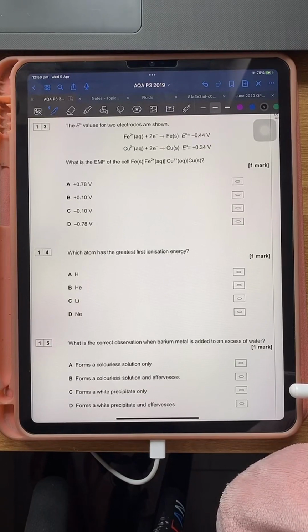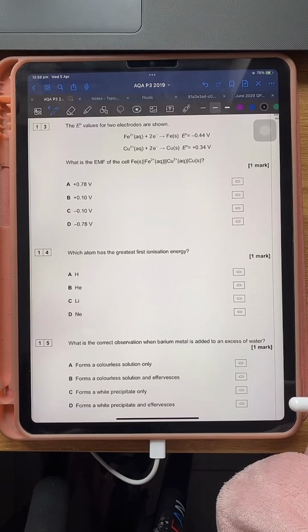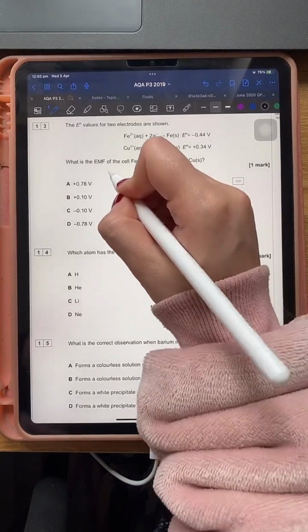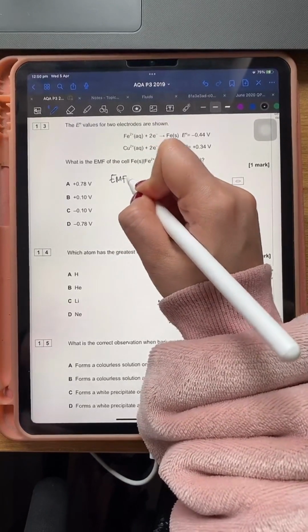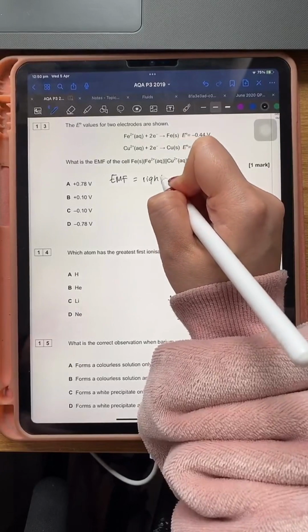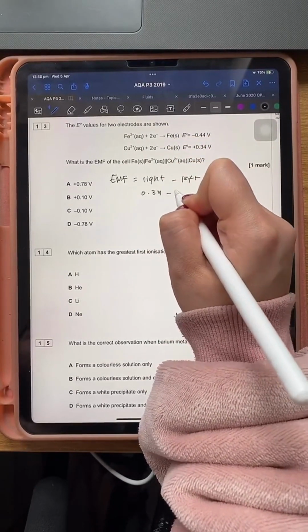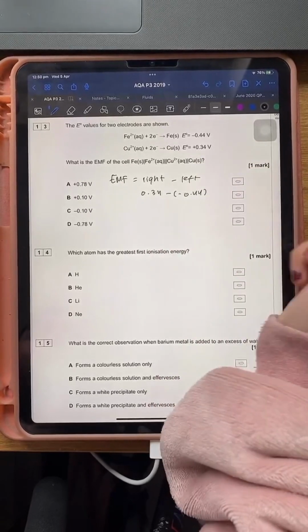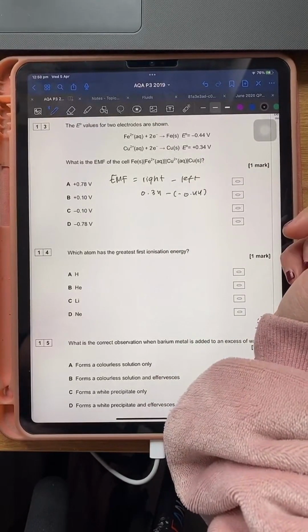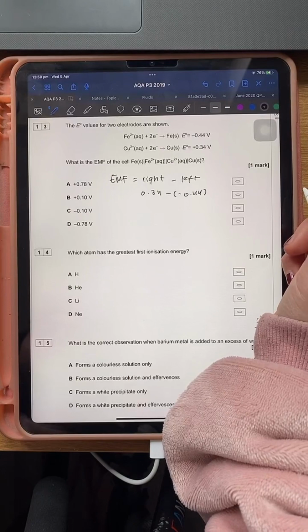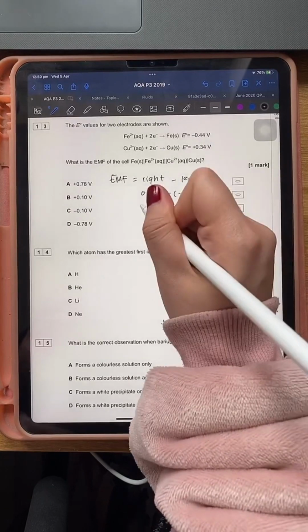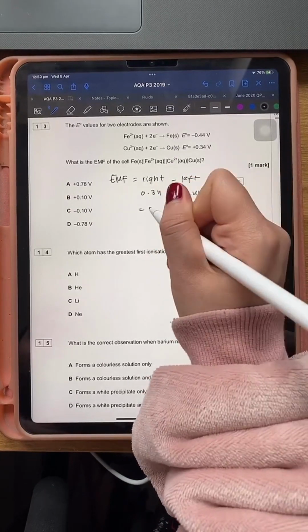Then we have the next one, which is the EMF value. It's right equals left. Sorry, right minus left. So it's just 0.34 minus 0.44. And that gives you 0.78 positive. A, that's right. Very good.